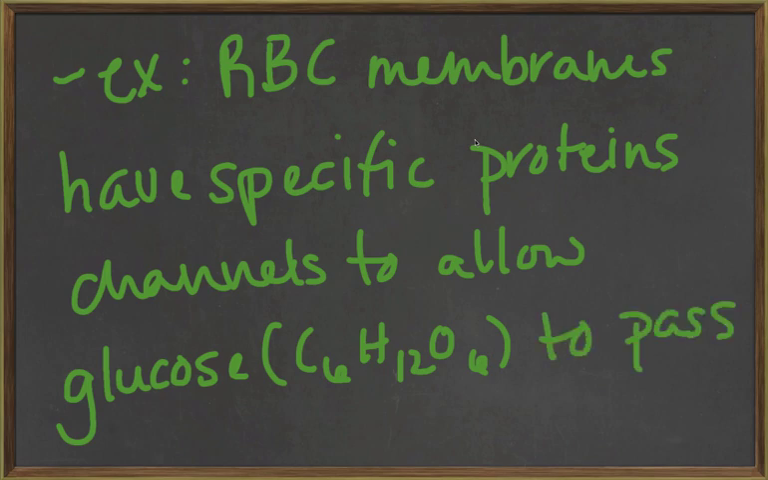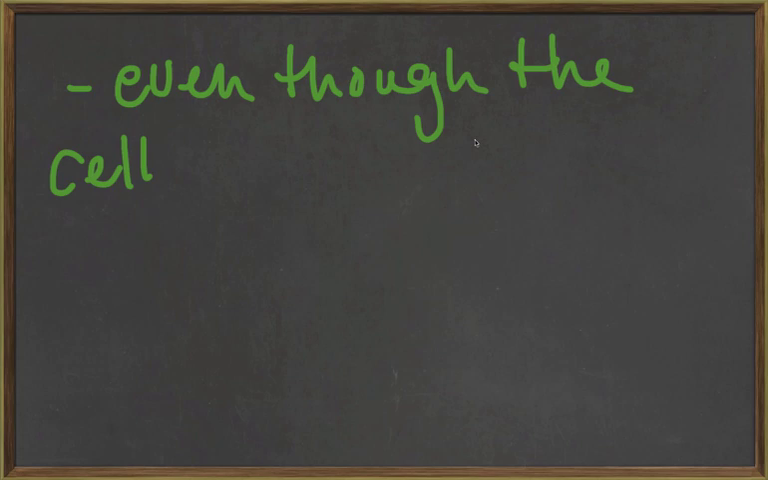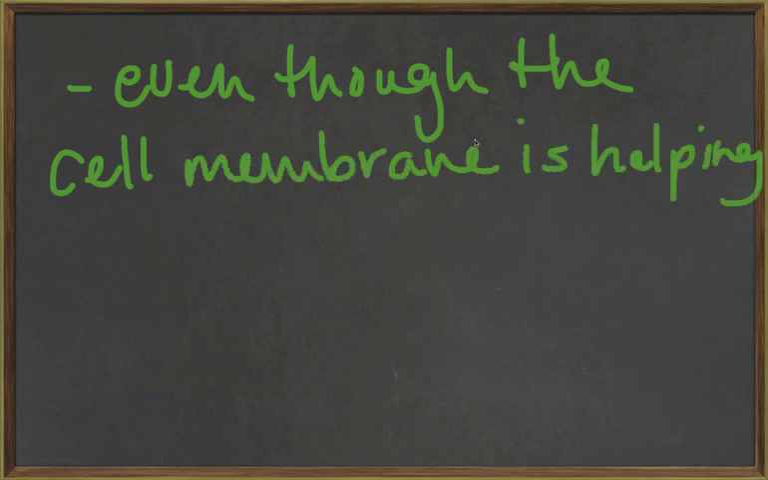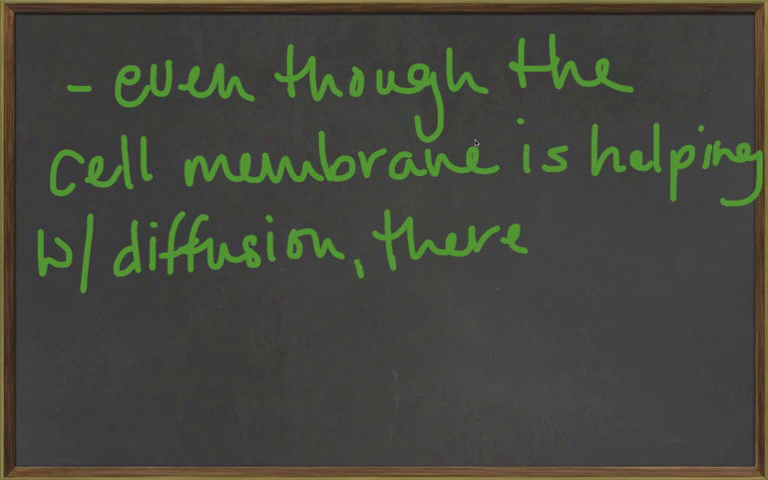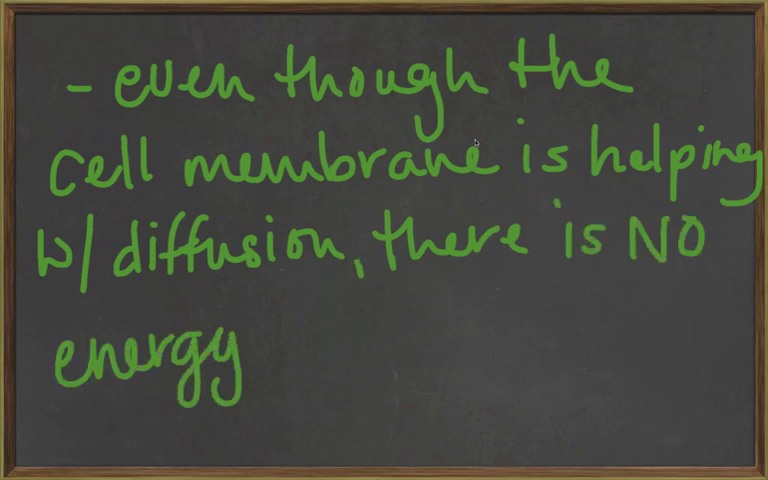Without this, your red blood cells wouldn't get the nourishment that they need. It would take a lot more effort to get glucose into the cell. So instead of having to use energy, red blood cells have developed a way to use protein channels that allow for this specific type of diffusion that is still diffusion. It's just helped along. It doesn't use any energy. It doesn't have any energy input from the cell, but it has to be helped or otherwise it wouldn't occur. So even though the cell membrane is helping with diffusion, there is no energy input.